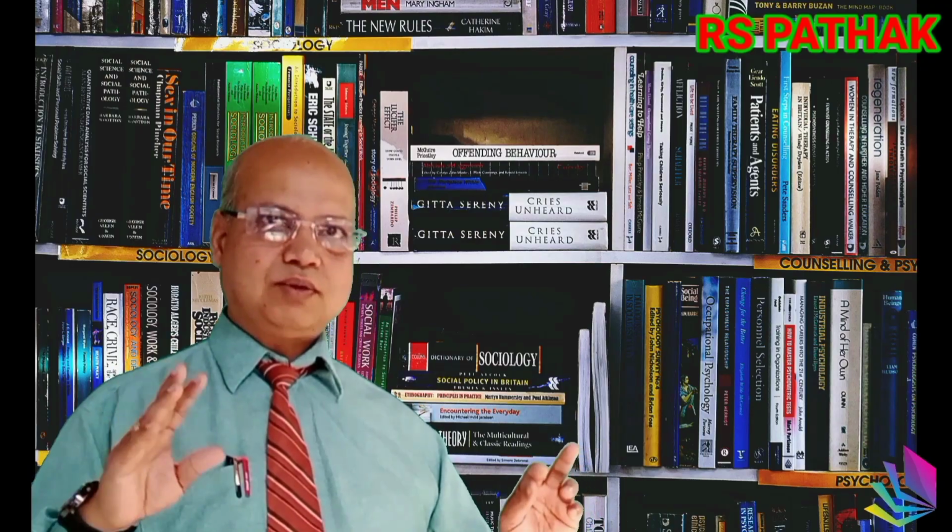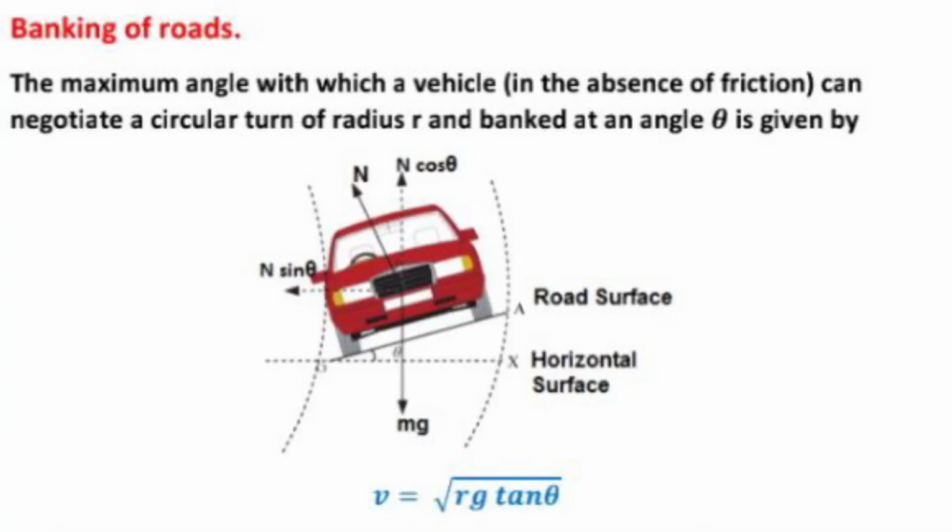Banking of roads. The maximum speed with which a vehicle can negotiate a circular turn of radius r banked at an angle theta is given by v equal to root of rg tan theta. V is the speed of the vehicle.